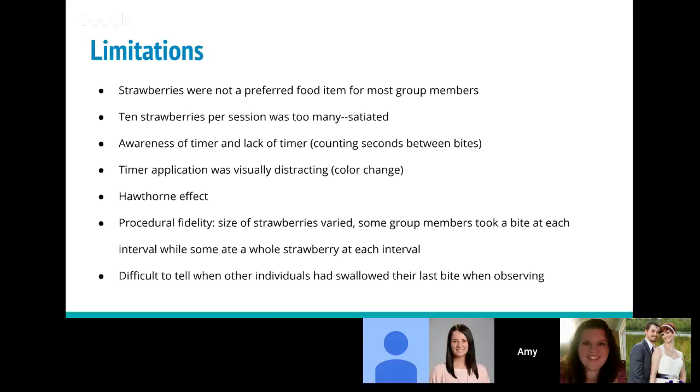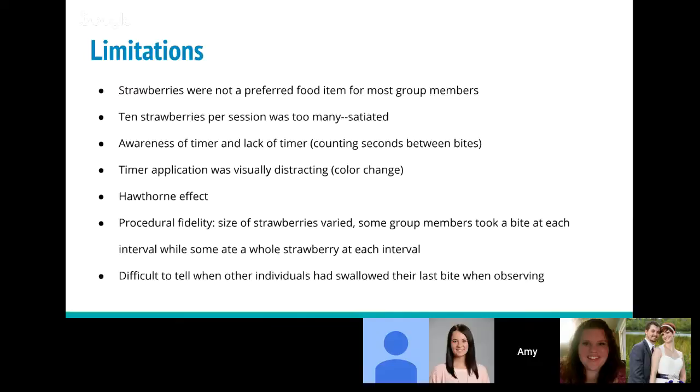So if you look at my data, you'll notice that my durations were quite a bit longer than other people. Some of mine were up in the 400 and some second range, and most people were quite a bit lower than that. What else? So we would need to, again, be more specific next time as to whether we are taking a bite each time or eating a whole strawberry at each interval so that we can be more consistent in that department.